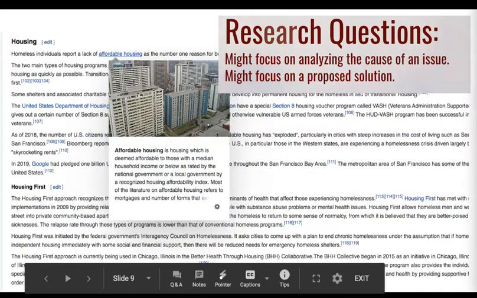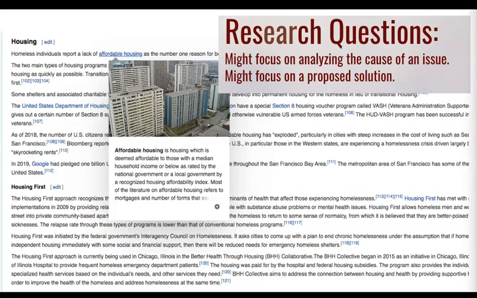Or if I was interested in analyzing the cause, I might look at the housing costs, other causes, or I might focus on a proposed solution, or I might compare and contrast different solutions. So for instance, Housing First is one solution that a lot of people are advocating for. And the basic idea is that first you provide permanent, stable housing, and then you ask people to become sober and to find employment. But if you house them first, that increases the chances of success. It's a controversial policy. It would be an interesting one to explore.